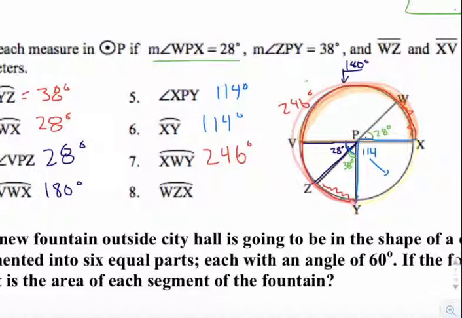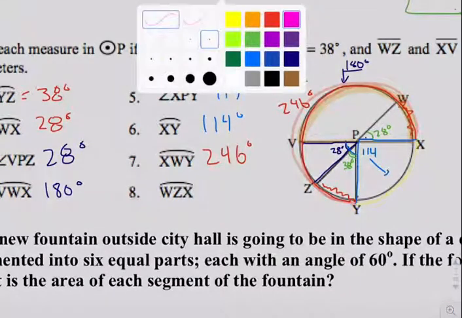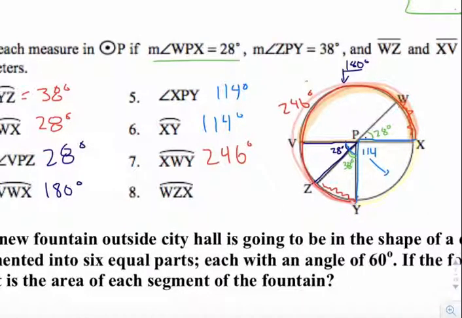Last one is another arc. We want an arc, and let's make this one maybe just a bit more dramatic. We want an arc that starts at W, goes through Z, and ends at X.